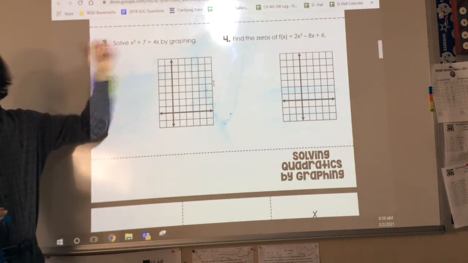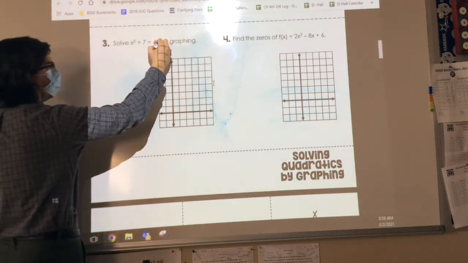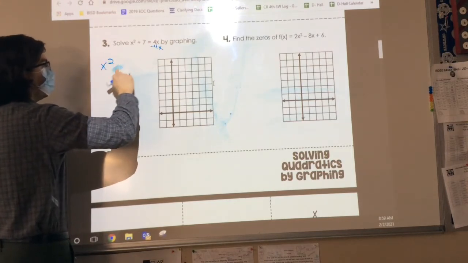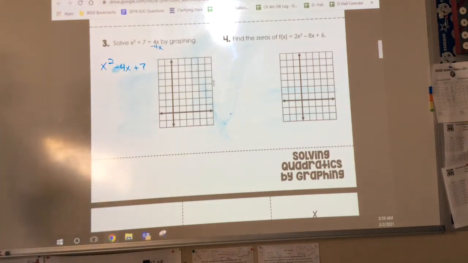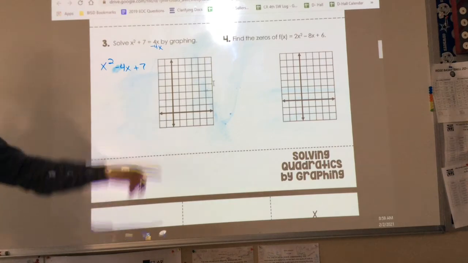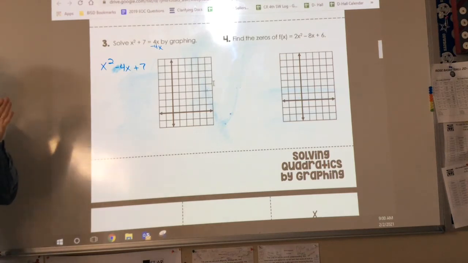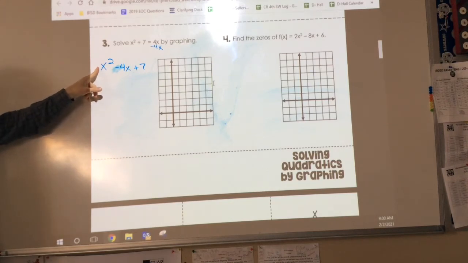How can I get this over to the other side? Subtract it, right? I'm going to subtract 4x from both sides. And now I'm left with x squared minus 4x plus 7. Are we all okay with that? Now let's think about a couple different things here. We know that because my a is positive, it's going to open up. If a is positive, that means that we have a minimum and my parabola opens up. Can everybody see that? My a is 1, and so therefore it's a positive value.